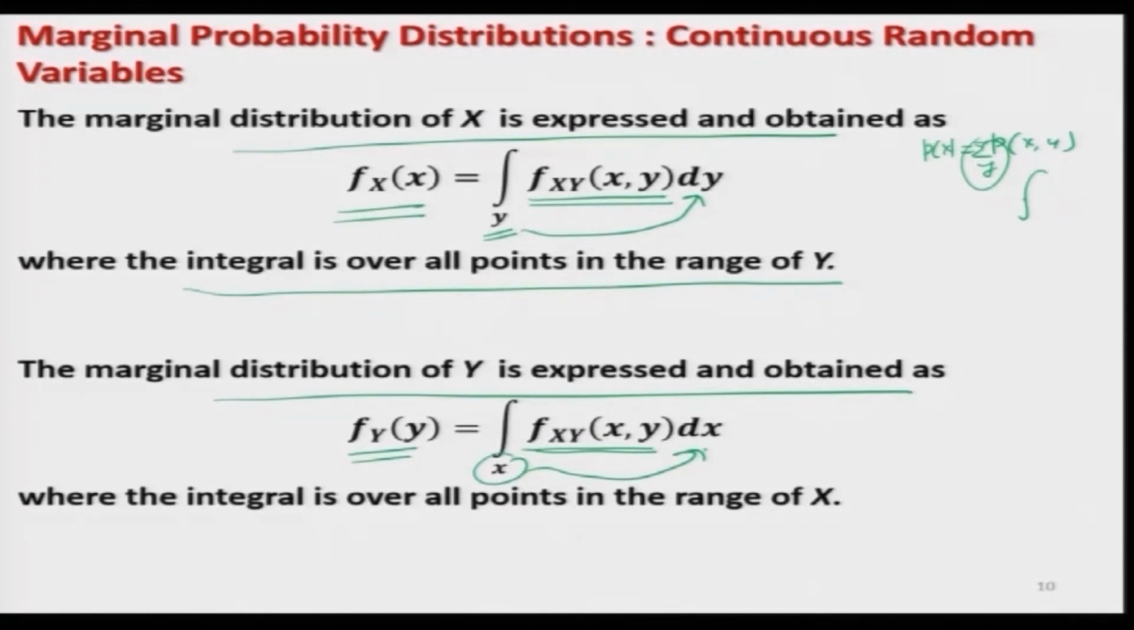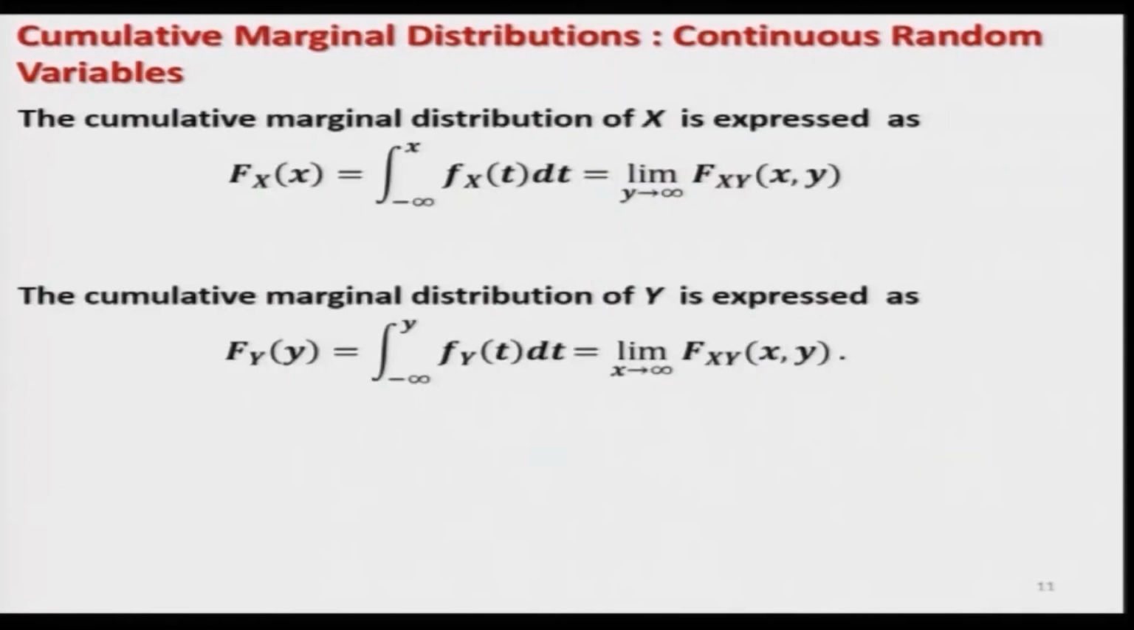Now if you ask me how to extend it, suppose you have a probability density function of three variables, f(x,y,z), and suppose you want to find out only f(x), then this is going to be integrated over the values of y and z, dy dz. That is pretty simple. Once you understand the bivariate case, extending it to trivariate or any multivariate setup is not difficult. And definitely you have to take care of the range of y.